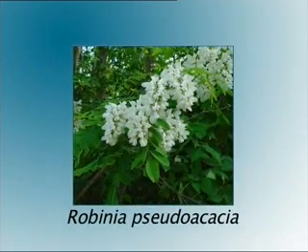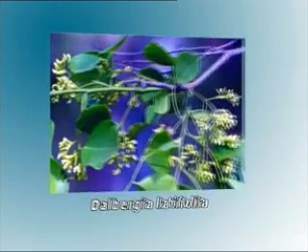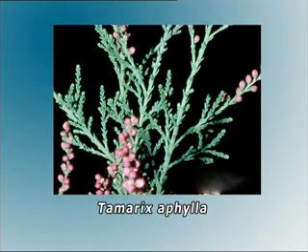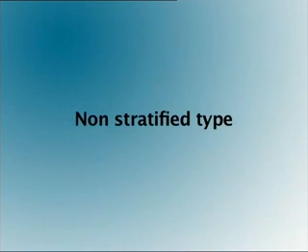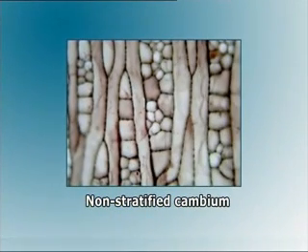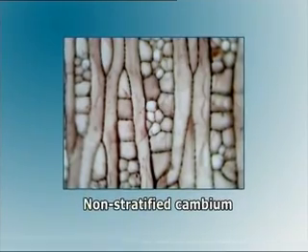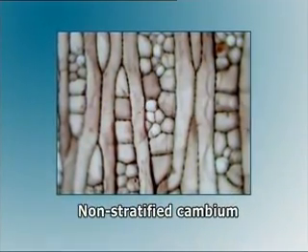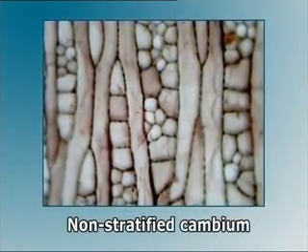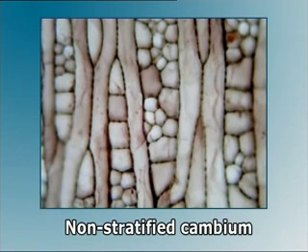For example, Robinia pseudoacacia, Dalbergia latifolia, Dalbergia sissoo, Tamarix aphylla, etc. Now, non-stratified type. In this type, the fusiform initials are not arranged in horizontal tiers and their ends overlap. This type is of general occurrence, having long fusiform initials and found in the majority of vascular plants. This type of meristem is termed as non-storied or non-stratified cambium.